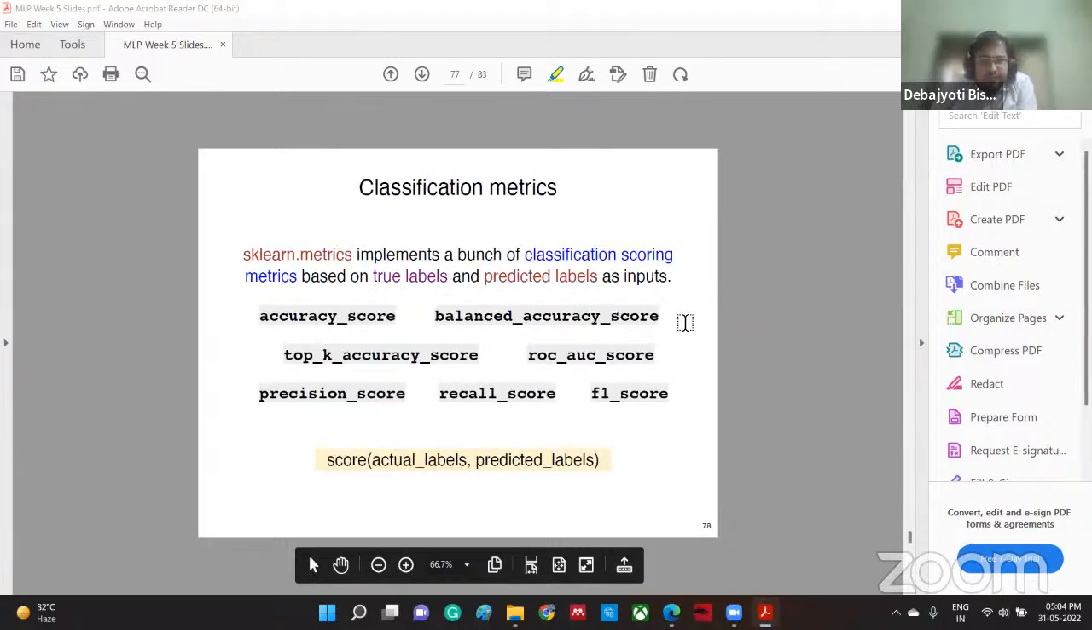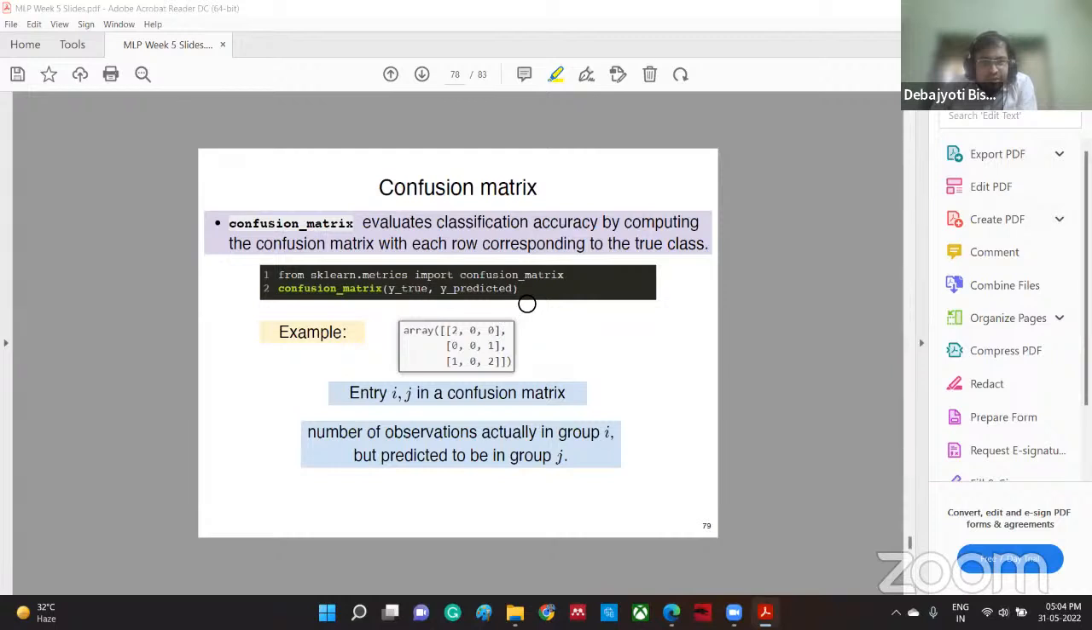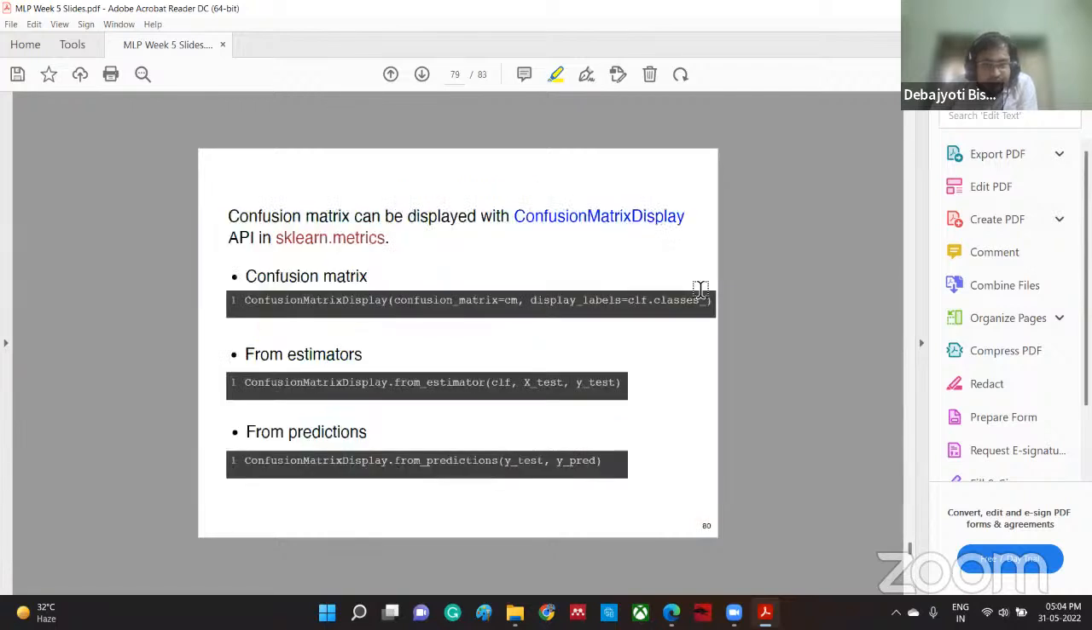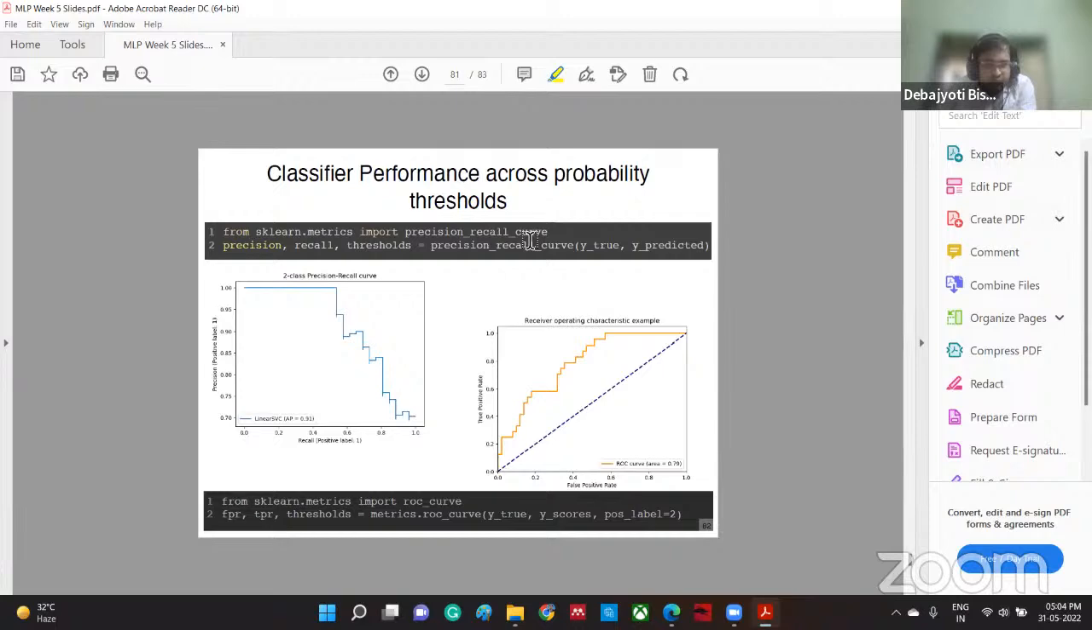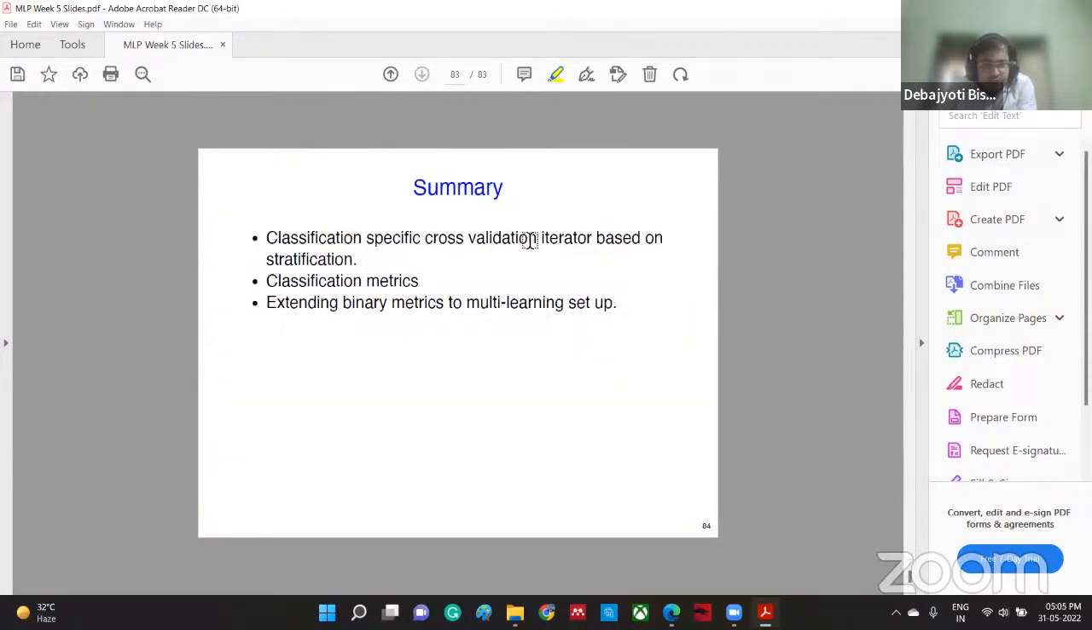And what else is there? Some of those metrics are there, and the confusion matrix again, which we have studied. So import confusion matrix. It evaluates the classification accuracy by computing the matrix with each row corresponding to the true class. With confusion matrix display, we can display the confusion matrix. And we can make the classification report as well, as we have done in week 2 also. So mostly those things are there. Let us know if any other code is required.